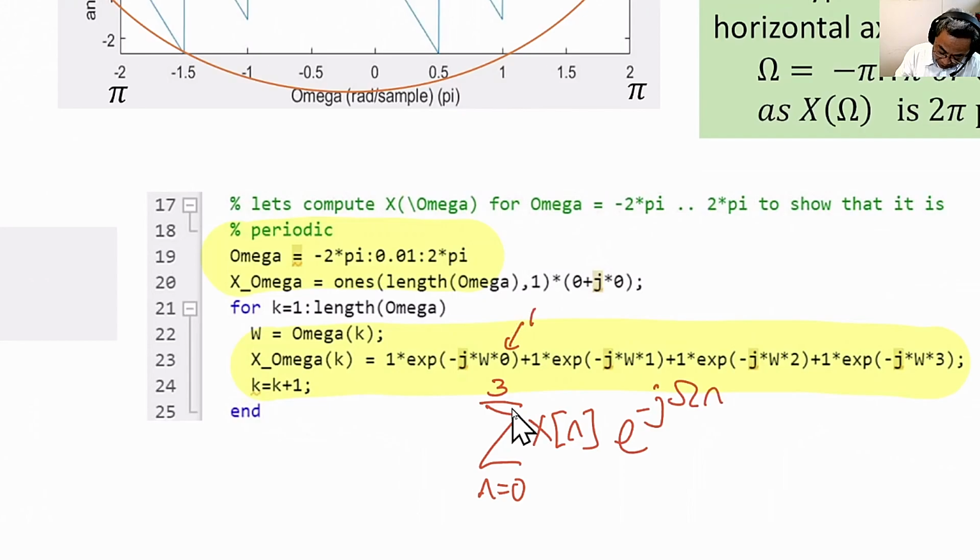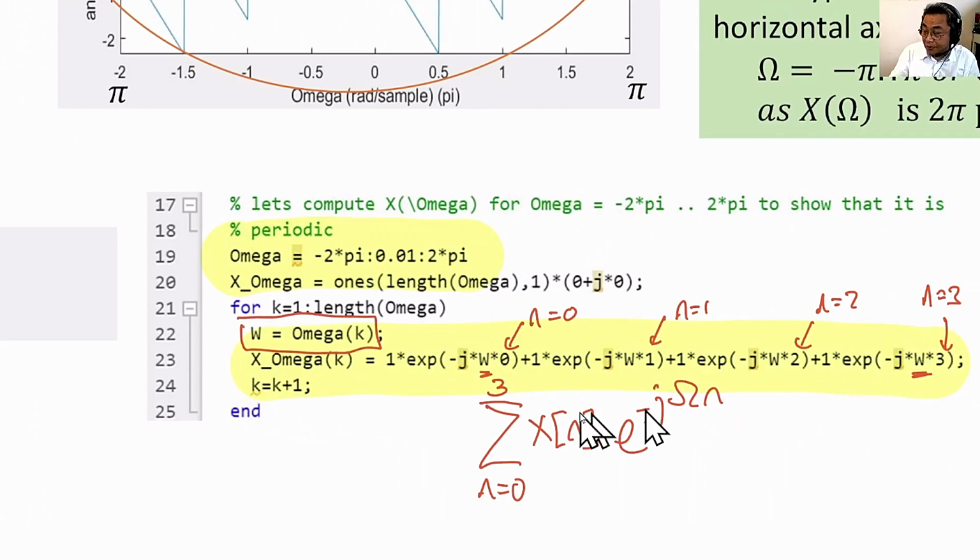So this is n equals 0, this is n equals 1, n equals 2, n equals 3. The capital W is the omega, and we are summing for only these 4 terms, and we are calculating for the different X of omega at different cases. As in the case will be ranging from -2 pi to 2 pi.